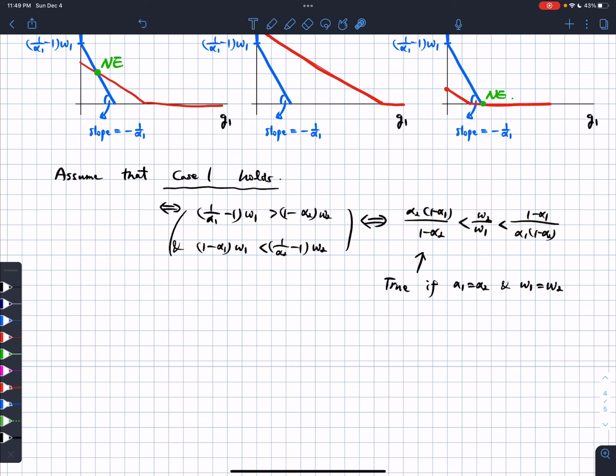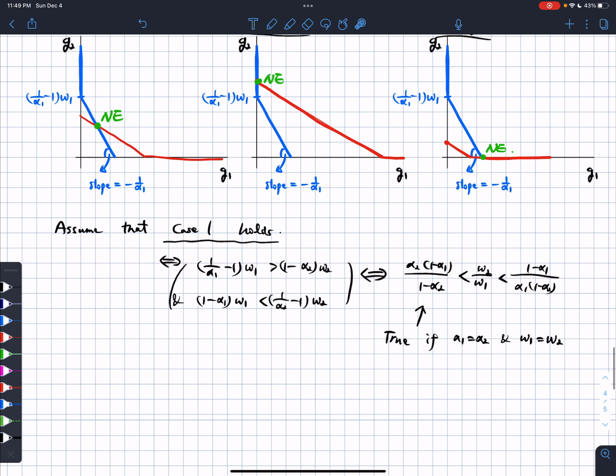Okay, and what remains to be done is to figure out the exact coordinate for this equilibrium point. And I'm running out of time, so I better stop, and I will continue from here in the next class.